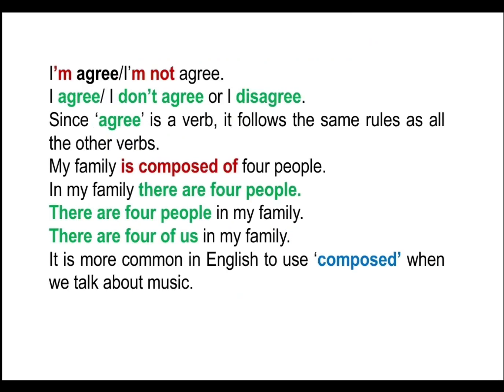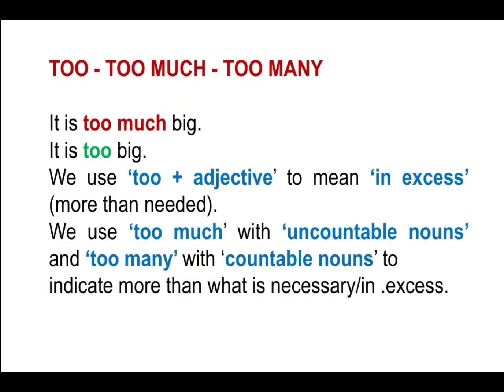"I'm agree" or "I'm not agree." Correct: "I agree" or "I disagree." Since agree is a verb, it follows the same rules as all the other verbs. "My family is composed of 4 people." "In my family, there are 4 people." "There are 4 people in my family." "There are 4 of us in my family." It is more common in English to use "composed" when we talk about music.